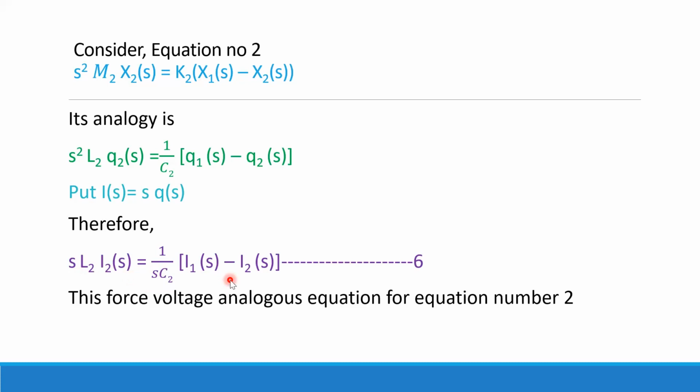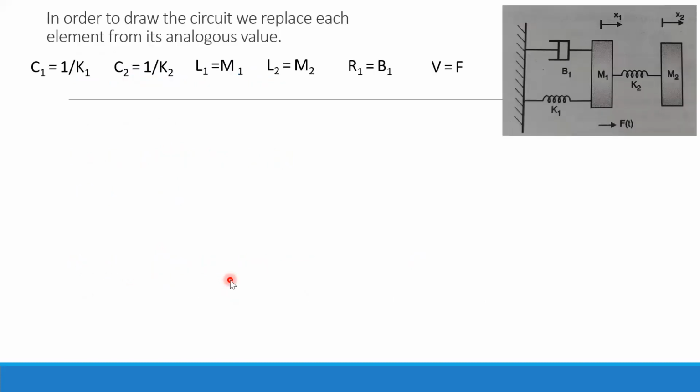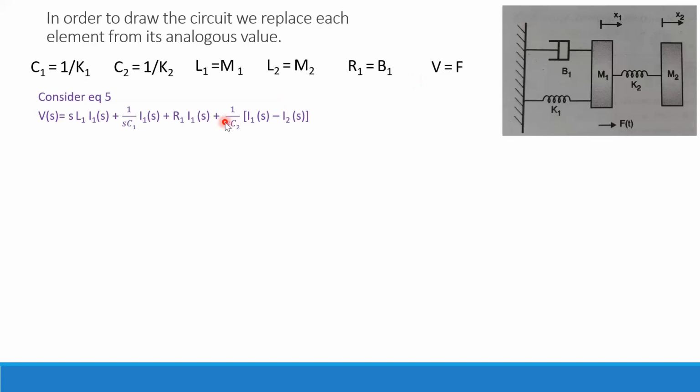Okay. So let us now draw the analogous circuit for this diagram. So C is analogous with 1 by K, C2 is analogous with 1 by K2. Mass is analogous with inductance, mass 2 is analogous with inductance, damper is analogous with resistance, force is analogous with voltage. Now if you consider equation number 5, you have to pay attention here because this is a different diagram.